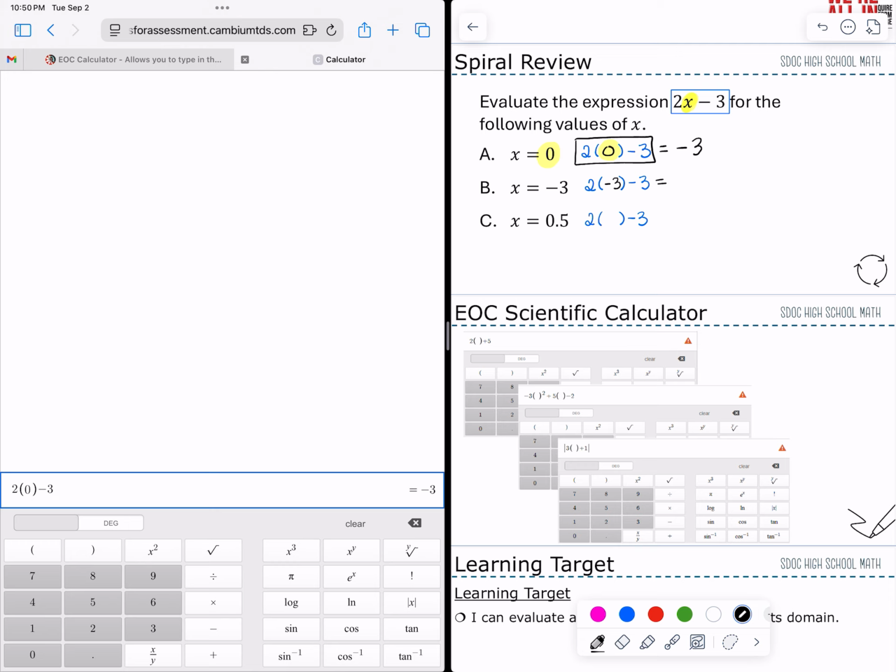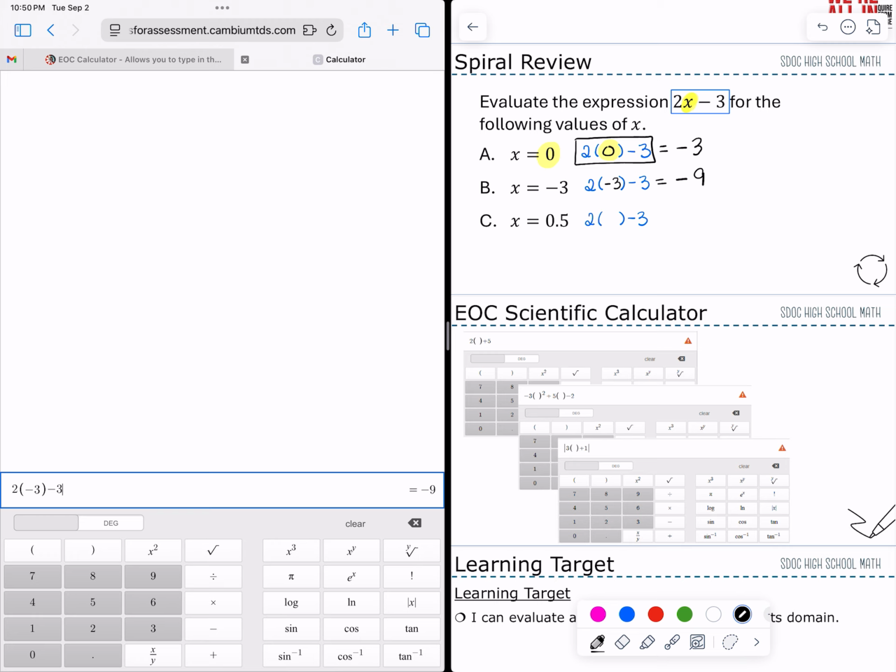Now, we can go ahead here on the calculator. We can hit clear, and we can type that in all over again. 2 times negative 3 minus 3, close parentheses, and our solution is negative 9.